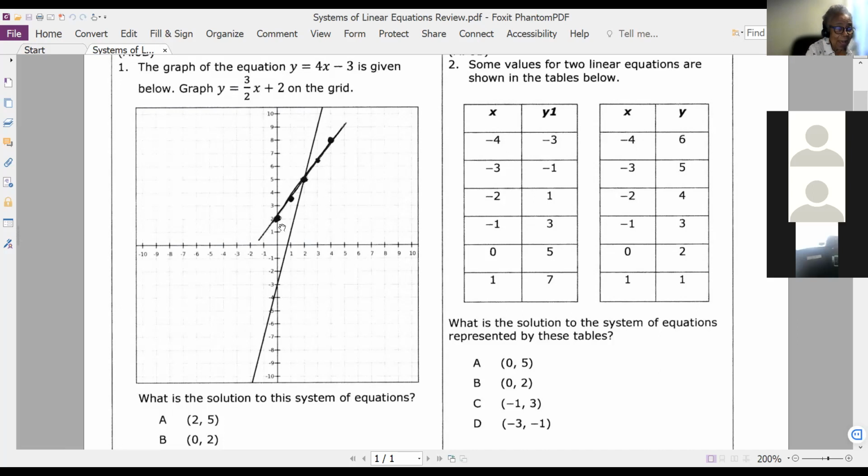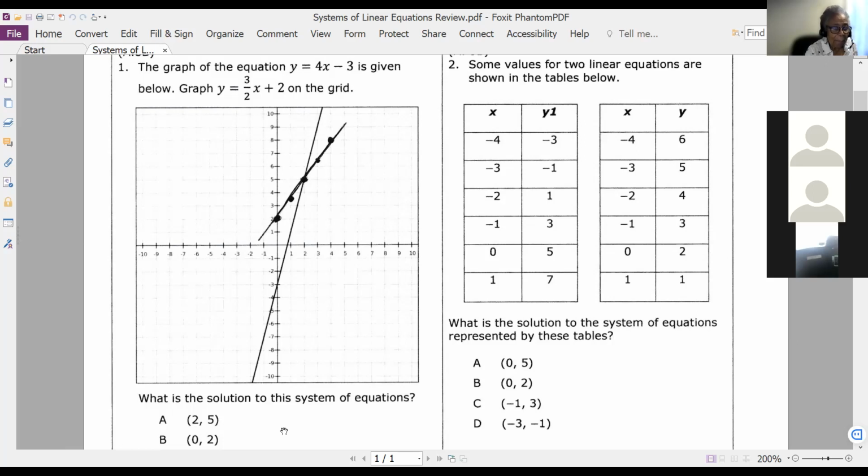And what I did, I set up a table of X and Y values for this equation. And these are the points I got. So I plotted them all here. And then I drew my line and I said, okay, they intersect here. What is my X and Y value at the point of intersection? 2 on the X and 5 on the Y. So that's the solution of my two simultaneous equations.